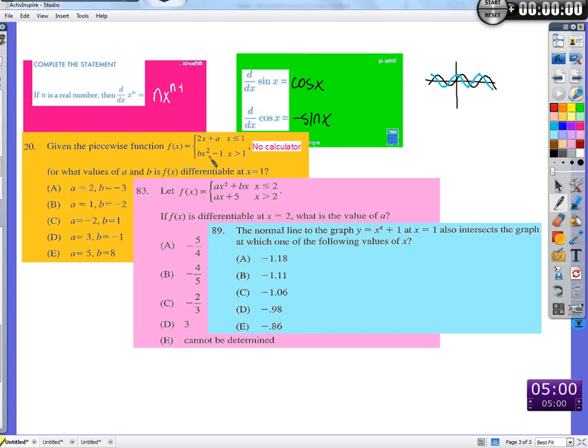Then we got bx squared minus 1. What kind of graph is this? A parabola, right? And what is this b affecting about the parabola? The wideness, the steepness of it, right?